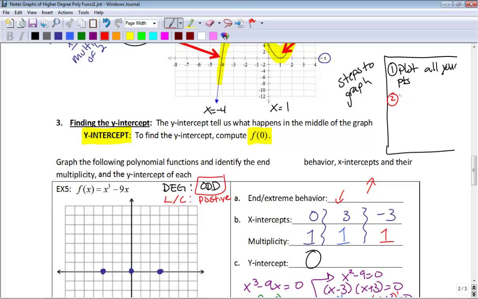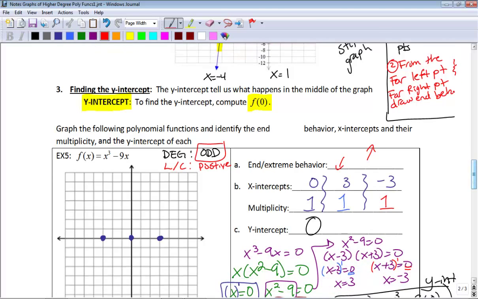Step 2 is from the far left point and far right point, draw your end behavior. And I'm just going to write BEH for behavior, because I'll run out of room. So from the far left point and the far right point, draw your end behavior. All right, well, what does that mean? Well, where's the furthest left point that I have on this axis?